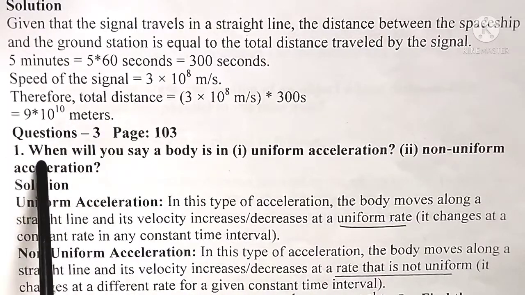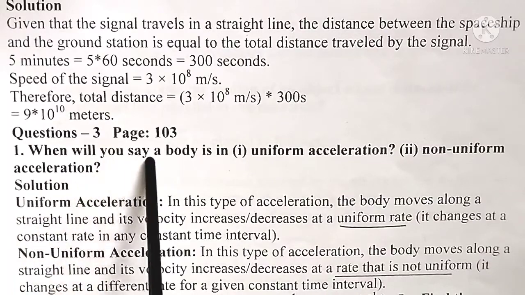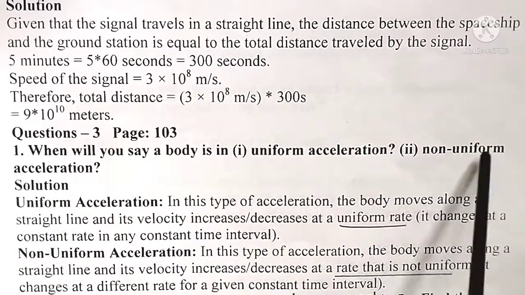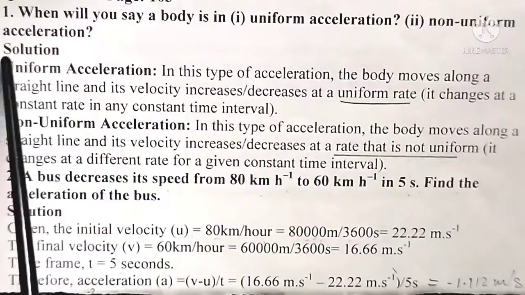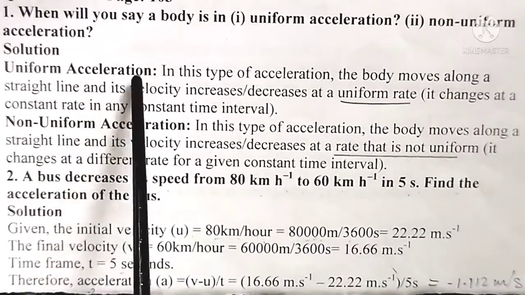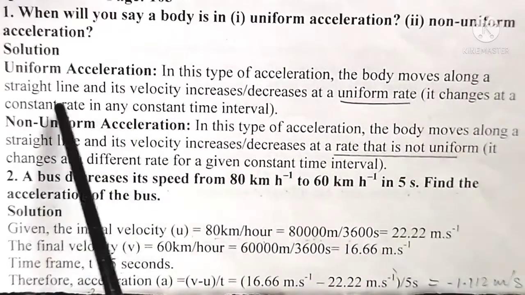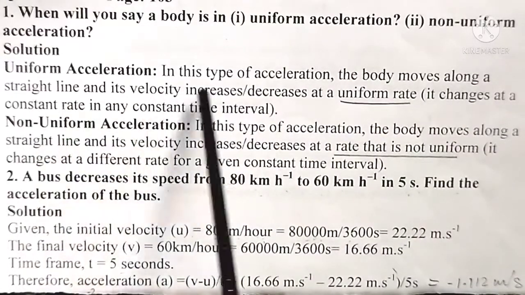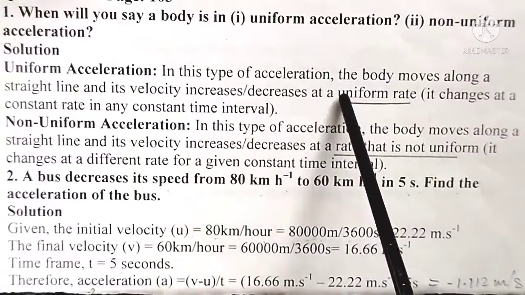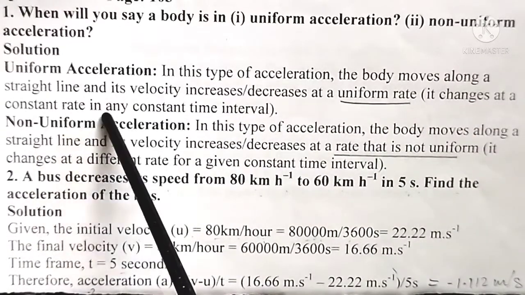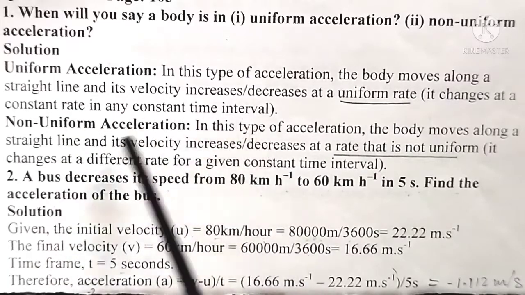Question 3. What will you say a body is in uniform acceleration, non-uniform acceleration? Solution, uniform acceleration. In this type of acceleration, the body moves along a straight line and its velocity increases or decreases at a uniform rate. It changes at a constant rate in any constant time interval.